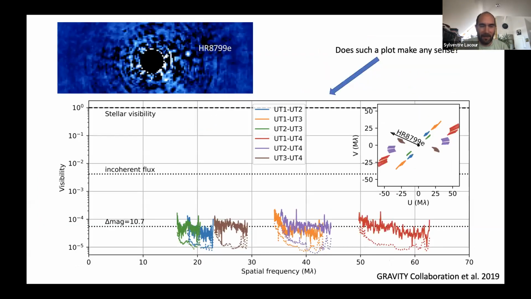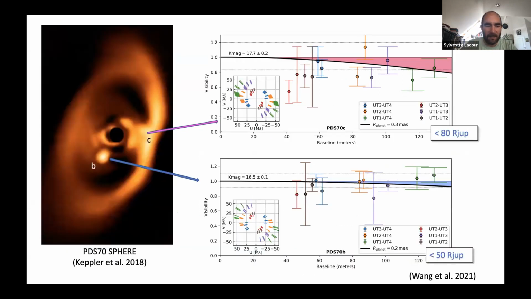What do you plot? Do you plot a visibility curve like that, or something different? Well, what we are interested in is actually the visibility of the planet itself. So PDS-70, well, everybody here knows what it is. It's a protoplanet, a few million years old. So we know that it's still accreting matter. We know that there's H-alpha emission, and we expect a large circumplanetary disk.